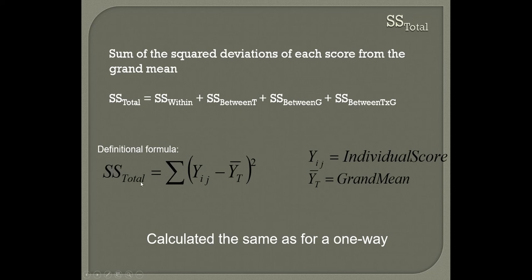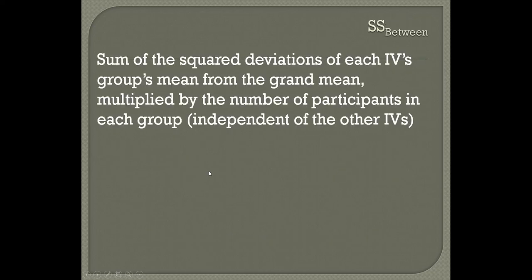So the sum of squares total is basically the sum of the squared deviations of every individual score. So Yij just means every individual score in every group, minus the grand mean. Y bar subscript T is the grand mean, or the total mean, and then we would square the difference of every score from the grand mean and add it up. So that's basically the total sum of squares.